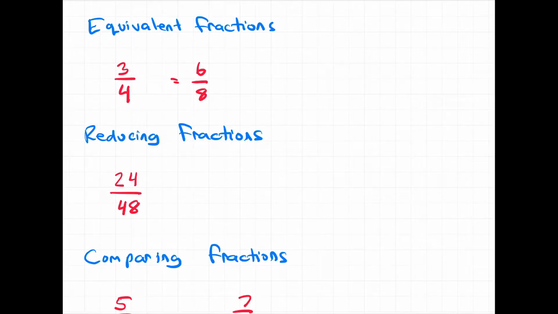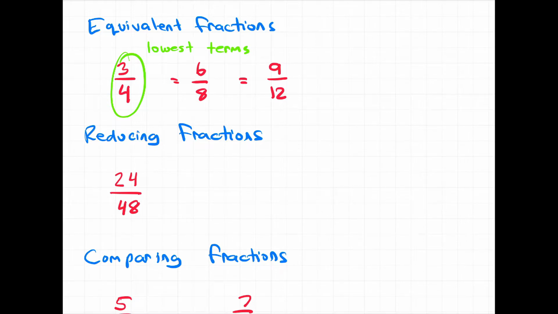Now, if I was to take the top number and multiply it by 3, that means I would have to multiply the bottom number by 3 as well, and that means we would now have a fraction that is 9 over 12. So in this case, 3 over 4, 6 over 8, and 9 over 12, these are all equal or equivalent. So this one right here, however, 3 over 4, is in what we call lowest or simplest terms.